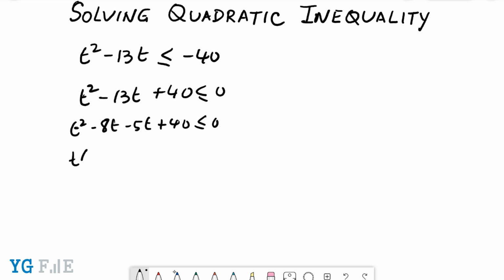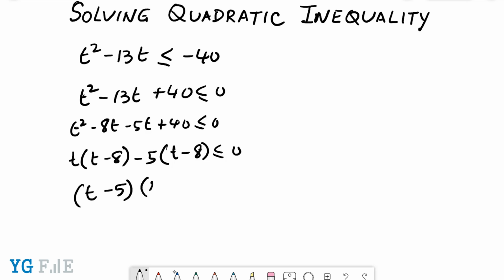So taking all the things that are possible to take common, we get t into (t minus 8) and minus 5 into (t minus 8) is less than 0. So the factors are (t minus 5) and (t minus 8), less than or equal to 0. Now we need to find the solutions for these two factors.